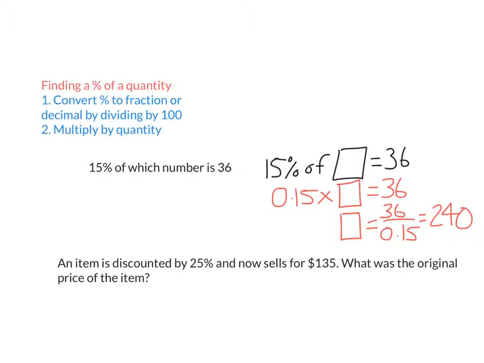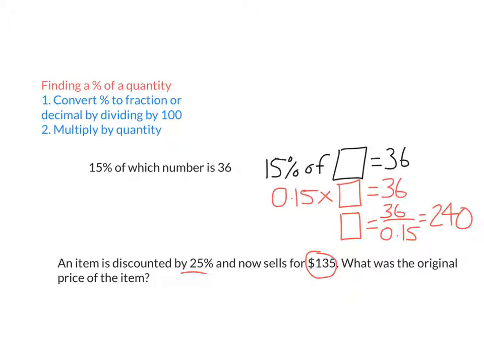Here we don't want to go 135 divided by 0.25. Why? Because that's what we did in the previous question. Well, if it's discounted by 25%, that's not saying that 25% of the price is 135.